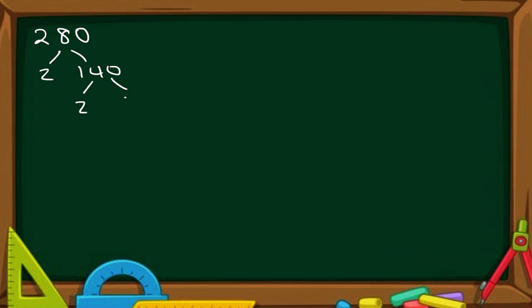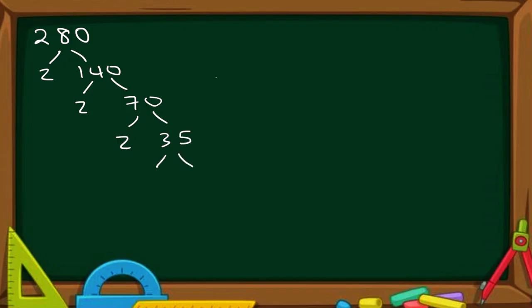Now let's work on another example. Let's write the prime factorization of 280. So feel free to pause the video if you want to. So 280 divided by 2 is 140. And if we divide that by 2, that will give us 70. And if we divide 70 by 2, that's 35.